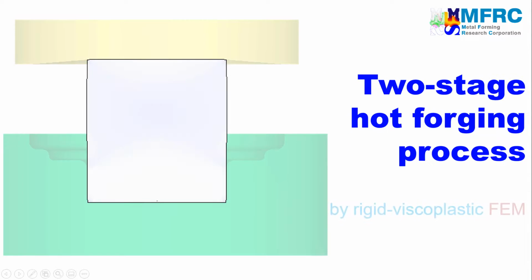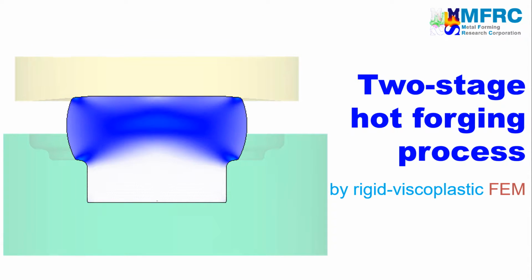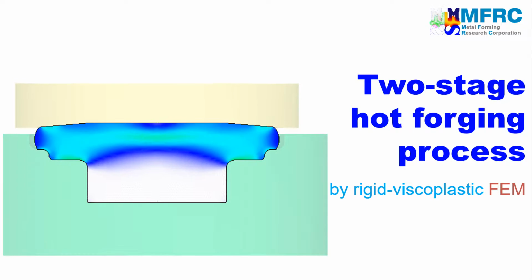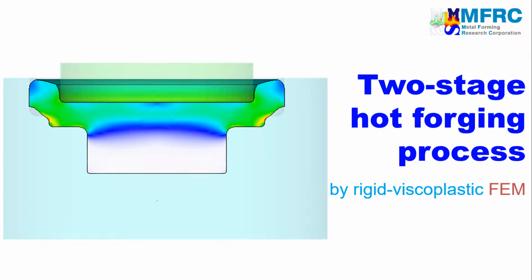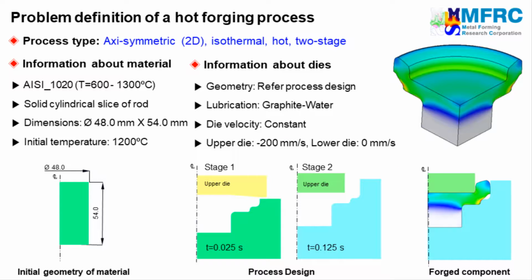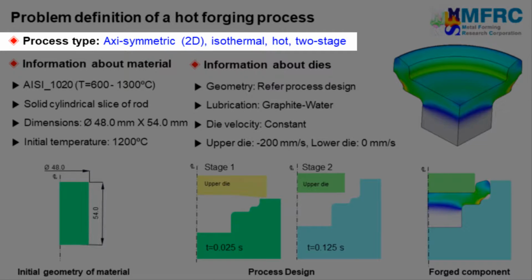In this video, you will learn how to simulate a two-stage hot forging process using the isothermal module of AFDEX 2D, the intelligent metal forming simulator. Let's get started with the process type first. Since the geometries of the workpiece and the dies are axisymmetric, we will carry out a 2D axisymmetric simulation.